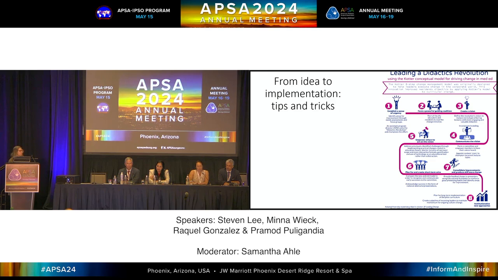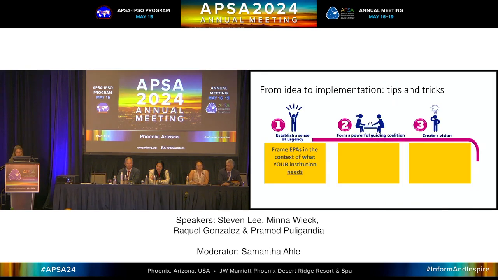And so I want to talk about tips and tricks in the context of Kotter's conceptual model for driving organizational change. Some of you may be familiar with this 8-step model from business or leadership standpoints, but I'm going to apply it today to the EPAs. So the first step is to establish a sense of urgency. For the EPAs, we found it helpful to frame the EPAs in the context of what our institution needed.